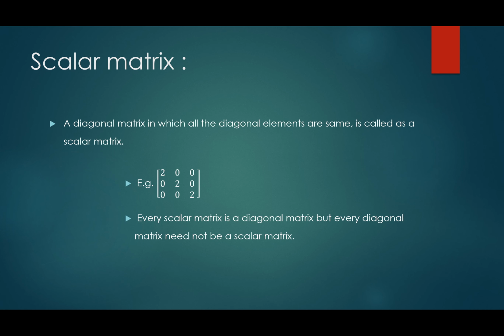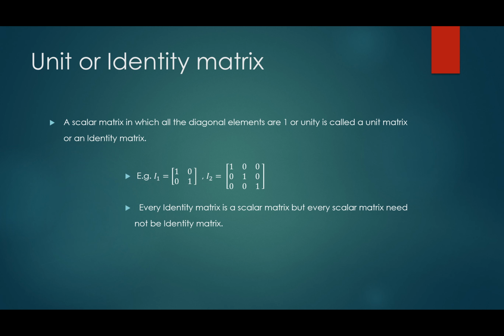Okay, now the next one, again a kind of scalar matrix. Remember, a scalar matrix is a diagonal matrix in which all the diagonal elements are equal, but what if all the diagonal elements are 1? You got the point? In that scalar matrix the diagonal elements were not 1.